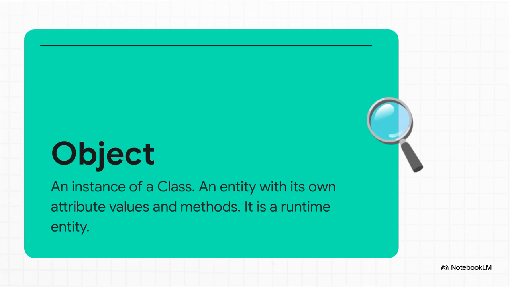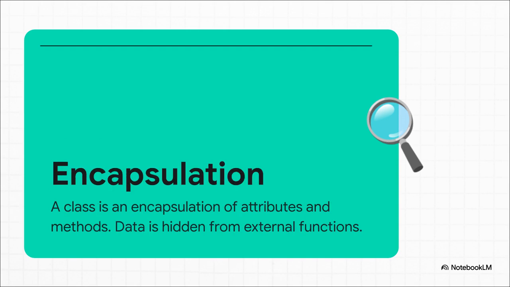So, if the class is the blueprint, then the object is the actual thing you build from that blueprint. It's your specific dog. Let's call him Fido. He's a real living instance created from that dog blueprint. And the cool part is, you can use that one single dog class to create millions of totally unique dog objects.